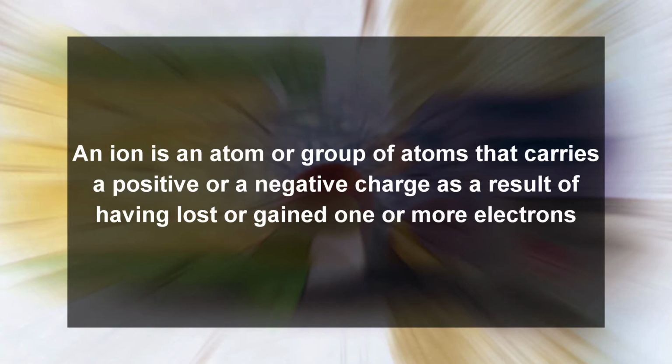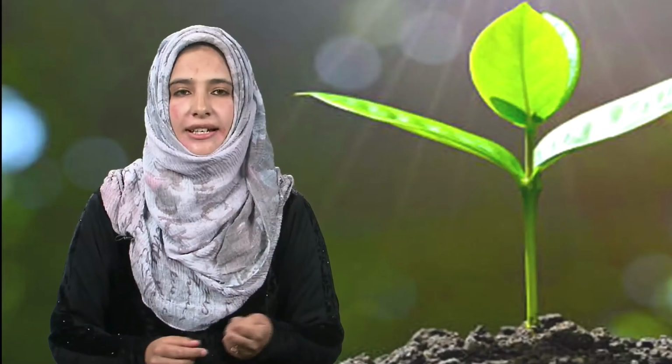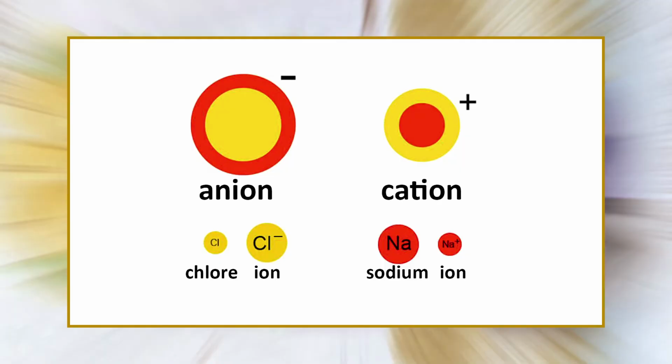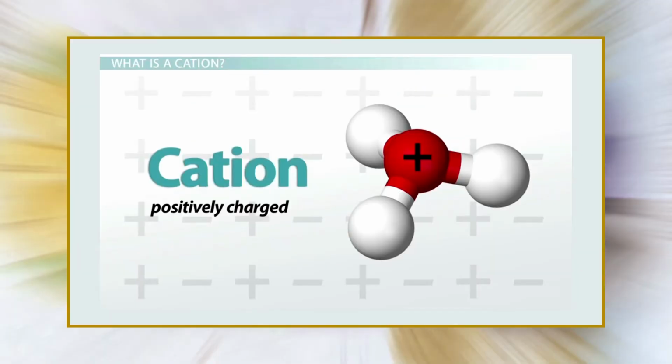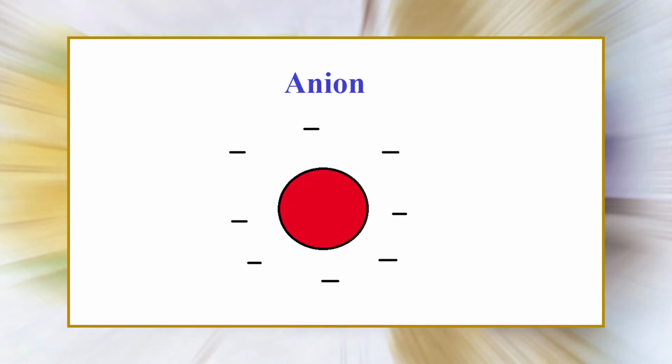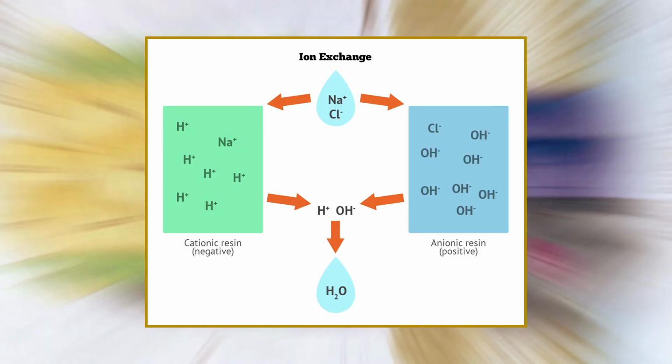An ion is an atom or group of atoms that carries a positive or a negative charge as a result of having lost or gained one or two electrons. There are two kinds of ions, cations and anions. Cations are positively charged ions and anions are negatively charged ions. Soils are capable of exchanging one kind of cation for another, that's cation exchange, and one kind of anion for another, that's anion exchange, at adsorption sites on soil particles like clay and humus. This process is called ion exchange.